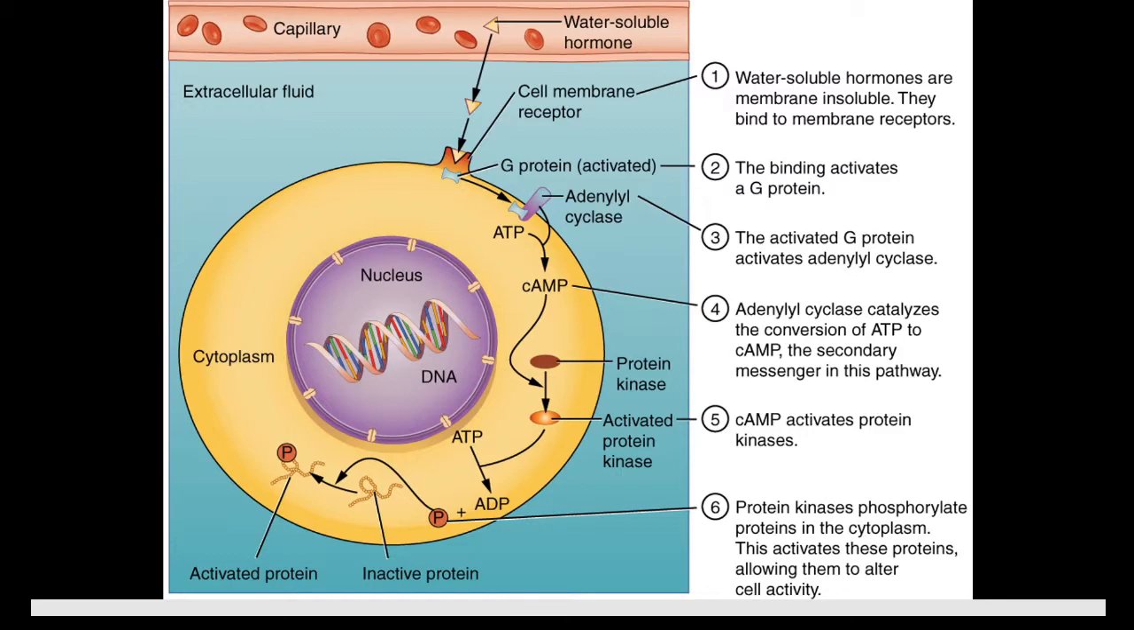Please understand the step by step process. Once again I am repeating it. First is the hormone and G protein step. Second, activation of adenyl cyclase. Fourth step is ATP to cAMP conversion. The fifth step is cAMP activating the protein kinase. Then only the action happens in the cytoplasm.